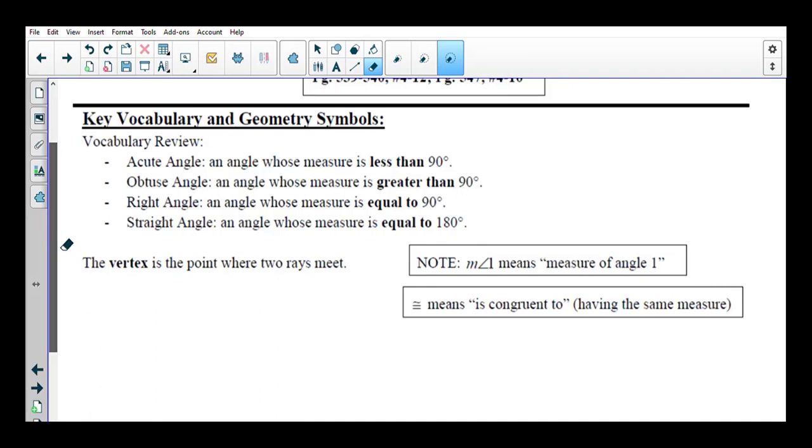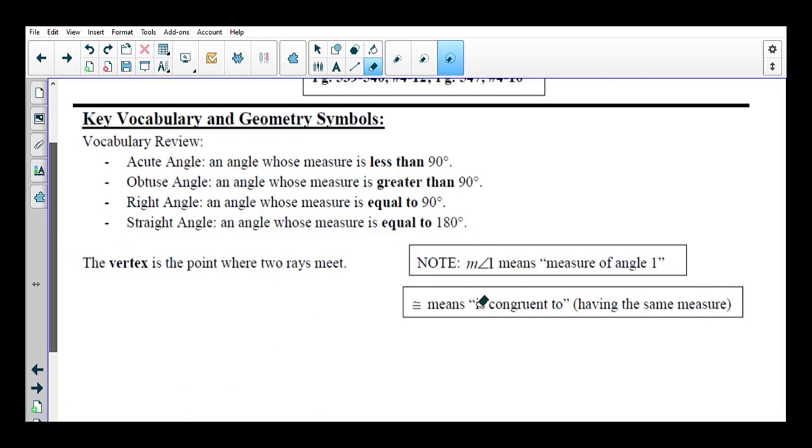We'll talk about that when we deal with supplementary angles. We also have angles whose measures are greater than 180 degrees. They're called reflex angles, something we might have talked about in elementary school at some point, but we won't deal with here. The vertex is the point where two rays meet to create an angle or to create a corner of a triangle, for example, but the vertex is where two rays will meet.